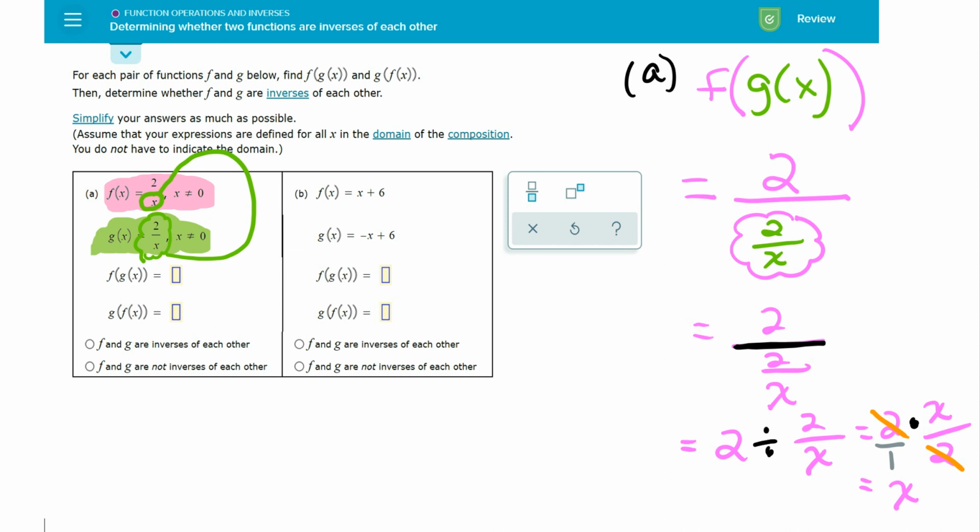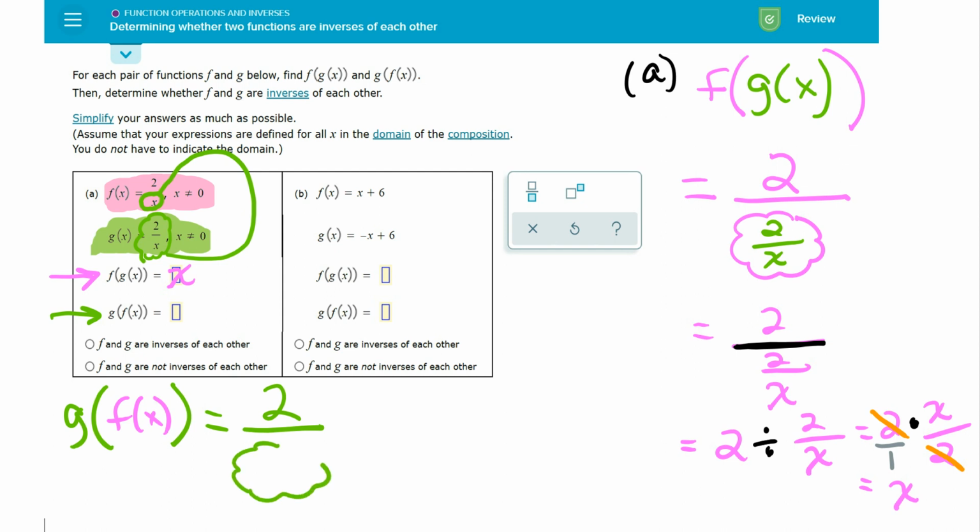So over here it says, what is f of g of x? X. Now I'm going to do g of f of x. That's this one. I already did the other one. Now, g of x is right here, 2 over x. So this is going to be 2 over, and you're going to take out the x, and put f of x in its place. So here I'm going to have 2 over x.